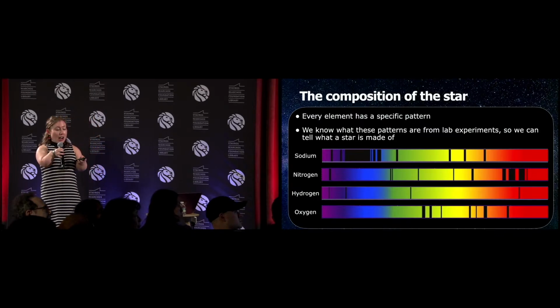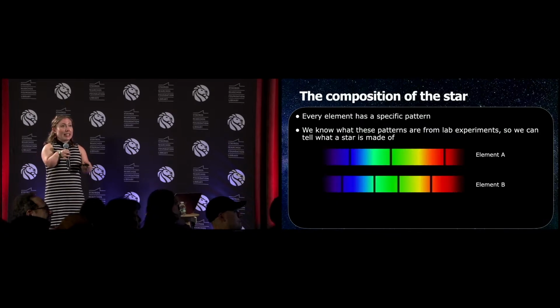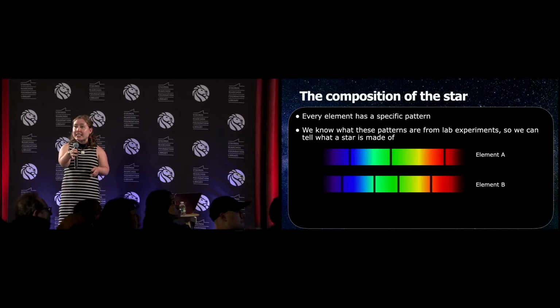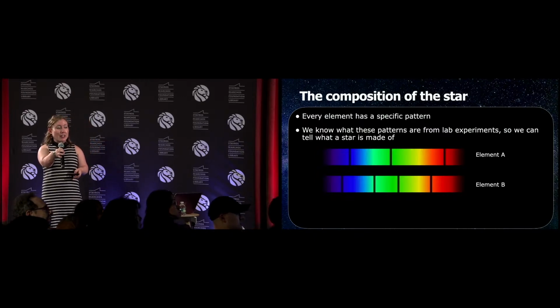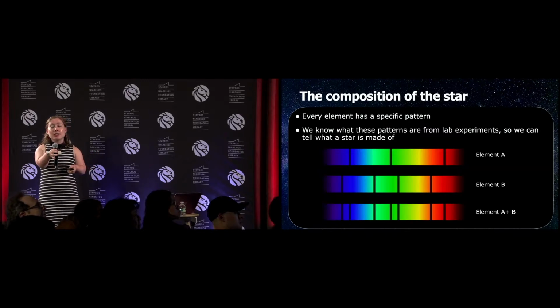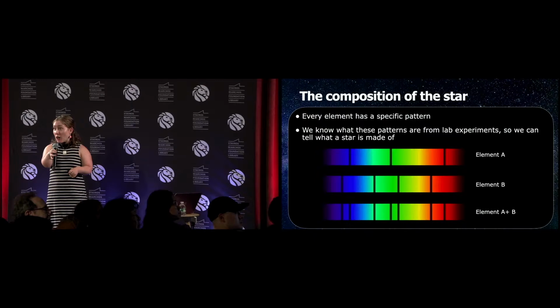Of course, it's fairly complicated because stars don't just have one element in them. And when they have multiple elements, these patterns add together. So this is a fictitious element A and fictitious element B. Here are their individual absorption line patterns. And if they're both present in a star, the star's spectrum would look like this. So just adding the patterns together. So it can be very complicated when stars have a lot of elements in them, and also molecules. So molecules have their own pattern as well, like water or carbon monoxide.